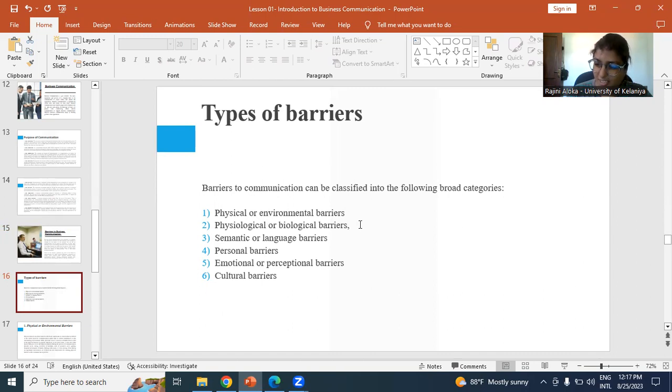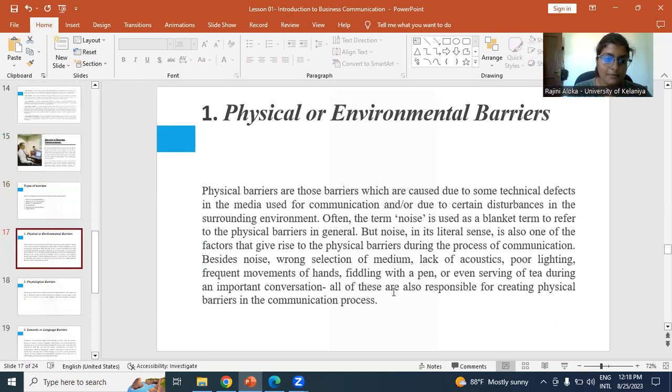Physical or environmental barriers, physiological or biological barriers, semantic or language barriers, personal barriers, emotional or perceptional barriers, and cultural barriers. So we will be talking about each section separately. So moving to physical or environmental barriers.